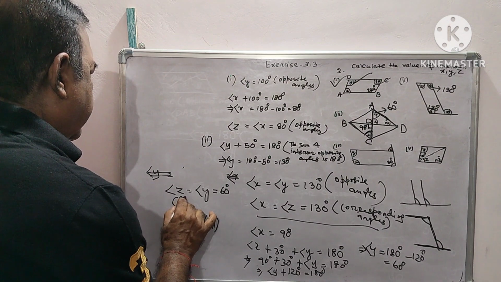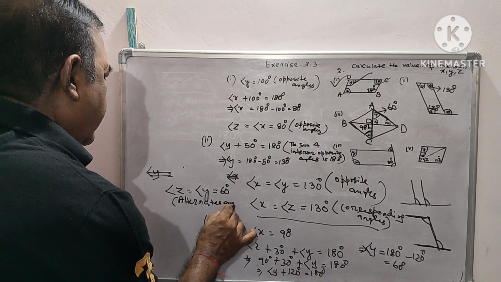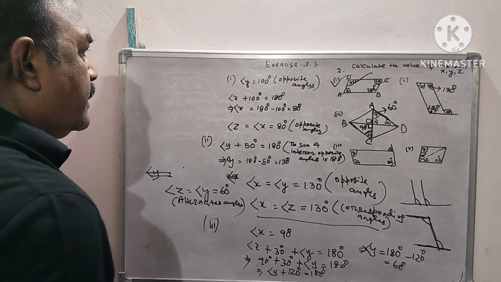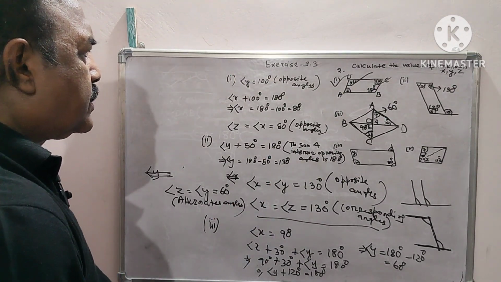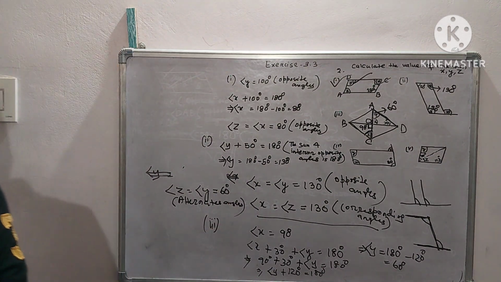Alternate angles, you write. So alternate angles are equal. So we could solve question number 3. Then we will move to question number 4. And I will have to erase it.